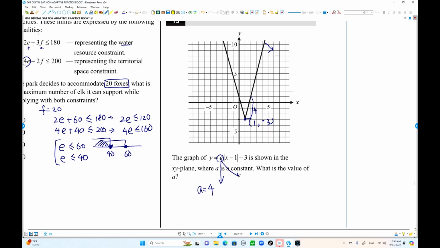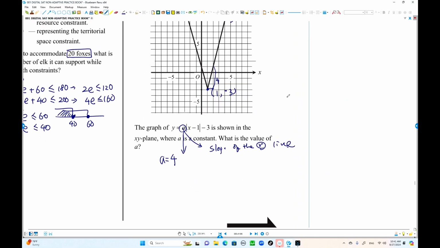That's a, the slope of the right-hand side line, okay? Or you can use some substitution with one point. This point is (2, 1), okay? It's going to pass right through this point. So when x equals 2, y equals 1, right? a times 2 minus 1 is 1, and minus 3. So a equals 4, right? You can solve this way too, using a point.